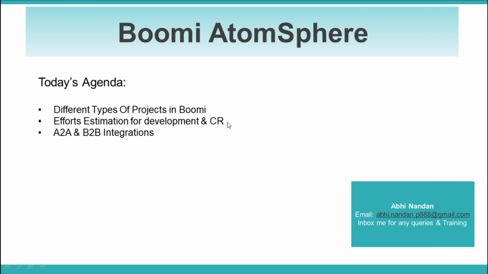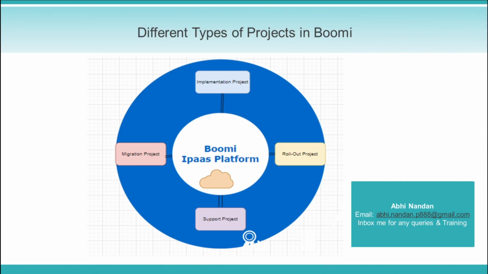Okay, if you can see my screen, we have 4 different types of projects. I'm mainly covering this topic because whenever you are deployed into any Boomi project, you never know which kind of project you will be assigned to. There are mainly 4 different types of projects: one is the implementation project, the second is the rollout project, the third is the support project, and the fourth is the migration project. So let's go into detail on each and every project.